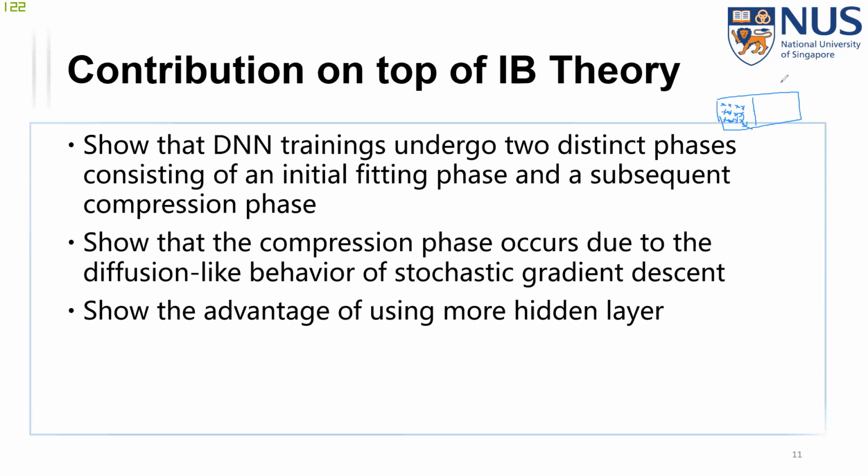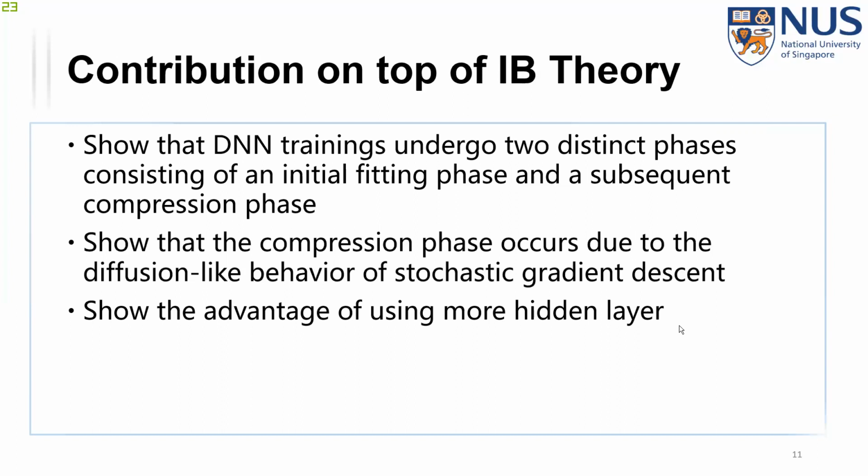If you remove this one here, after some time, it will be all here. So it's because of the way the entropy increases. So that's a diffusion, what this diffusion-like behavior means, but I will explain more later. And it also shows the advantage of using more hidden layers than using fewer. So let's illustrate them one by one.